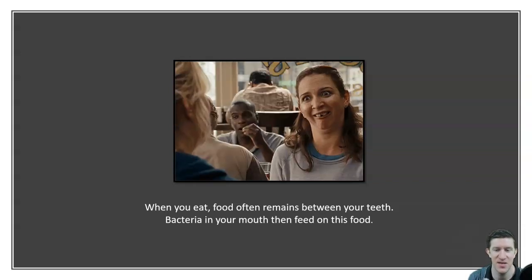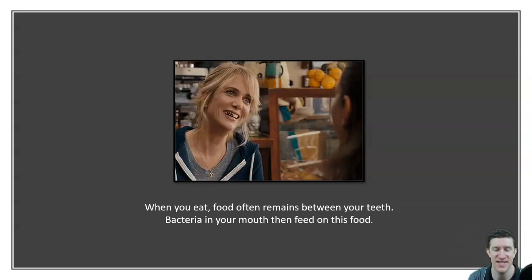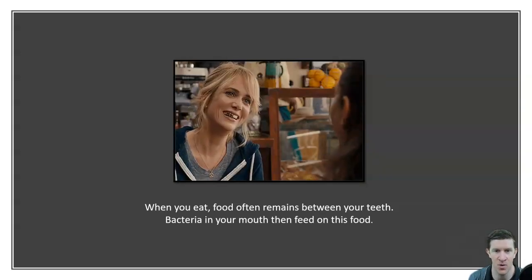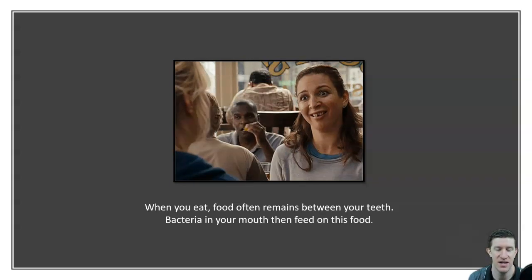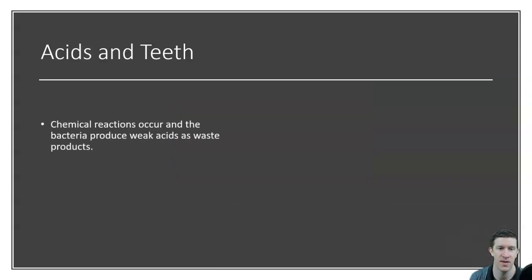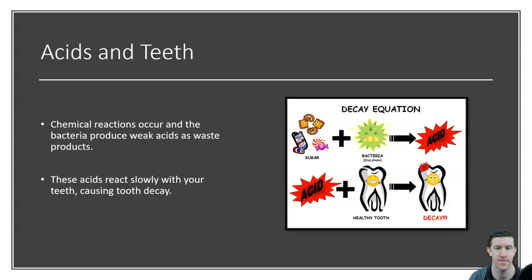It just sits there. The bacteria in your mouth are then going to start to feed on it. So it's almost like food sitting on a bench is going to start rotting away. It's because the bacteria get to it. The same thing happens in your mouth. The bacteria are going to start eating away. The chemical reactions are going to occur. The bacteria produce very weak acids as a waste product of their eating. So they're consuming your food. They give off small amounts of acid. This acid is then slowly reacting with your teeth to decay it away. It's slowly corroding your teeth.